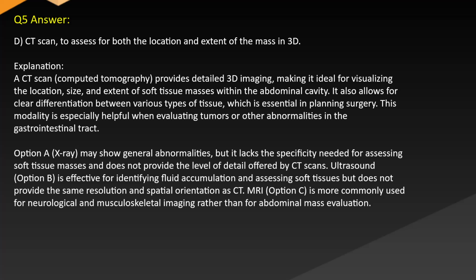Option A, X-ray, may show general abnormalities, but it lacks the specificity needed for assessing soft tissue masses and does not provide the level of detail offered by CT scans. Ultrasound, option B, is effective for identifying fluid accumulation and assessing soft tissues, but does not provide the same resolution and spatial orientation as CT. Option C, MRI, is more commonly used for neurological and musculoskeletal imaging rather than for abdominal mass evaluation.